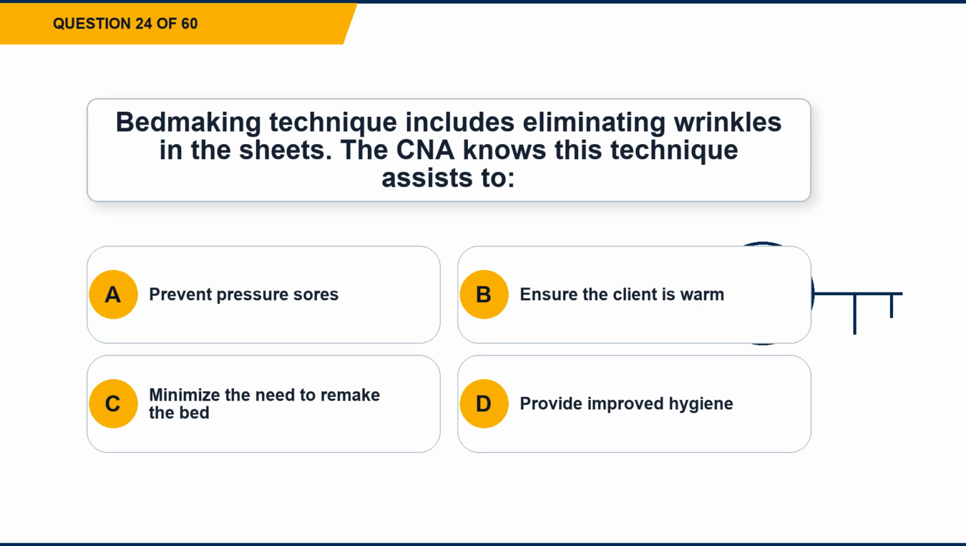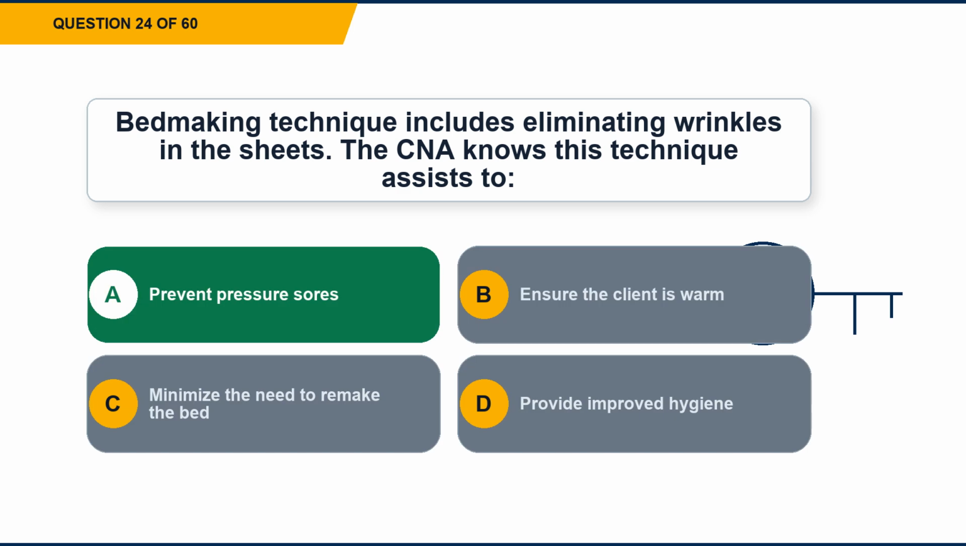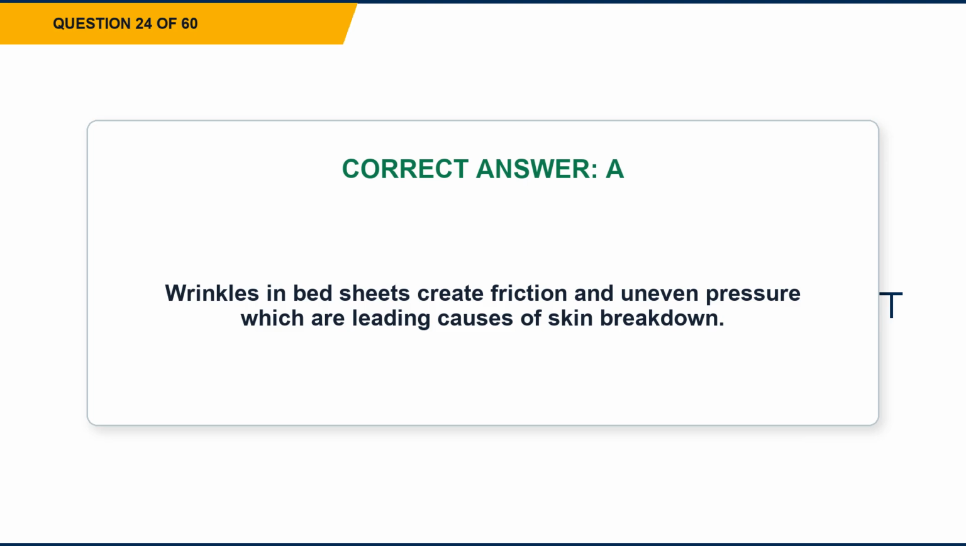Question 24. Bed-making technique includes eliminating wrinkles in the sheets. The CNA knows this technique assists to: Option A, prevent pressure sores. Option B, ensure the client is warm. Option C, minimize the need to remake the bed. Option D, provide improved hygiene. The correct answer is option A, prevent pressure sores. Explanation. Wrinkles in bed sheets create friction and uneven pressure, which are leading causes of skin breakdown.